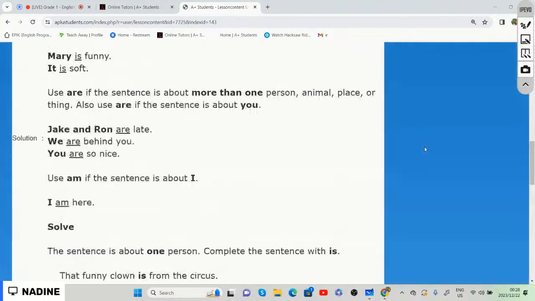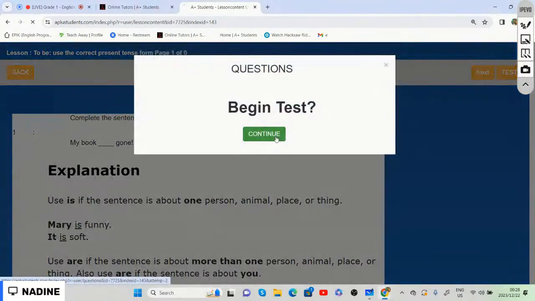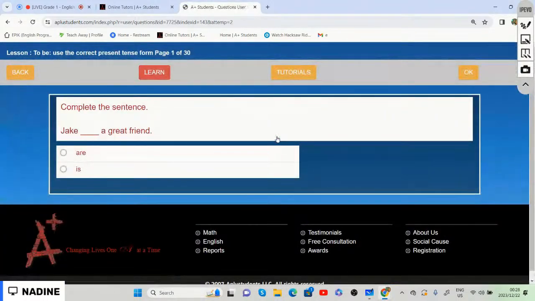All right, so now we're going to do a test where we are going to use the correct present tense form. We need to complete the sentence. Do we say Jake are a good friend or Jake is a good friend? We need to choose the correct word.